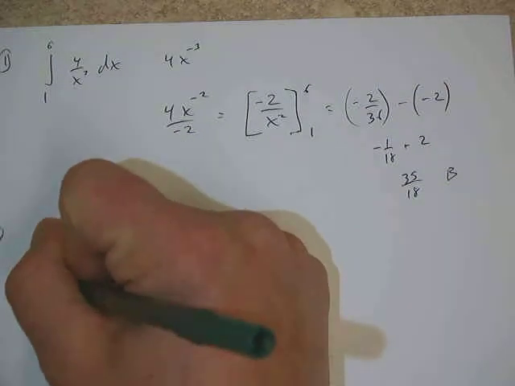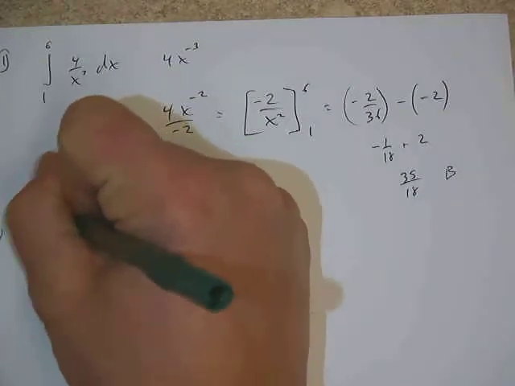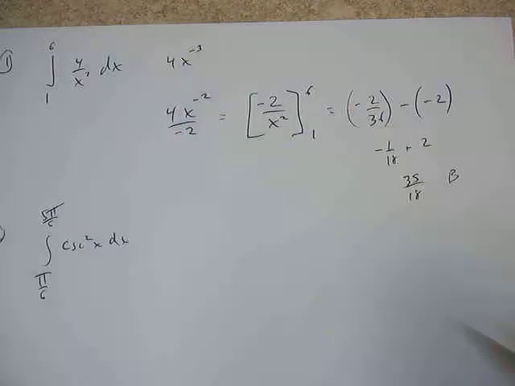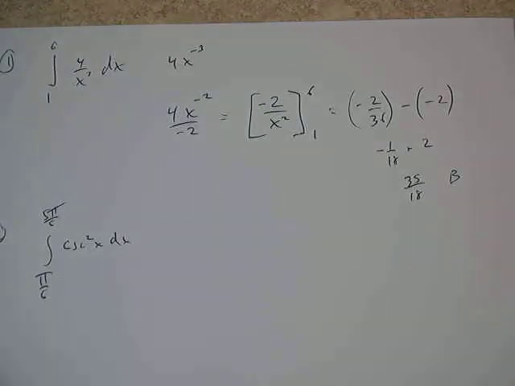So our setup then, pi over 6 to 5 pi over 6 of cosecant squared x dx, would give us the area in the white part. And the rectangle, we can see it has dimensions that we can see. We can calculate the area without too much trouble, and then we'll just subtract what we get here from that rectangle, and we'll have the shaded region.